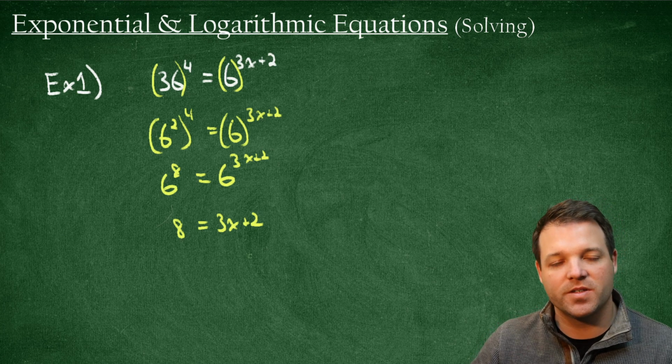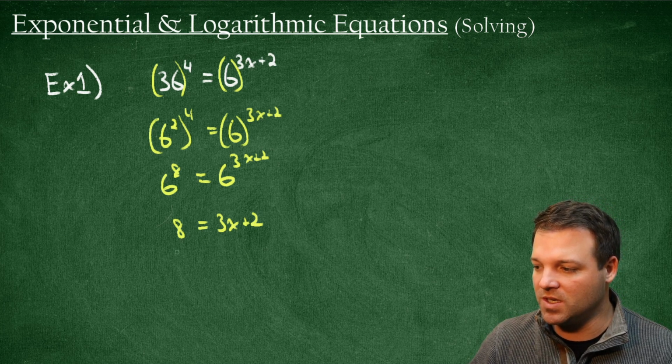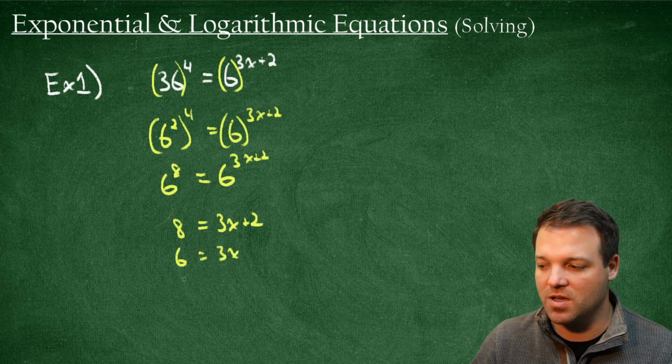All right, and now all of a sudden this got pretty easy to solve, right? I'm just going to subtract 2, meaning I have 6 on the left is equal to 3x. Divide both sides by 3, so I get 2 is equal to x.